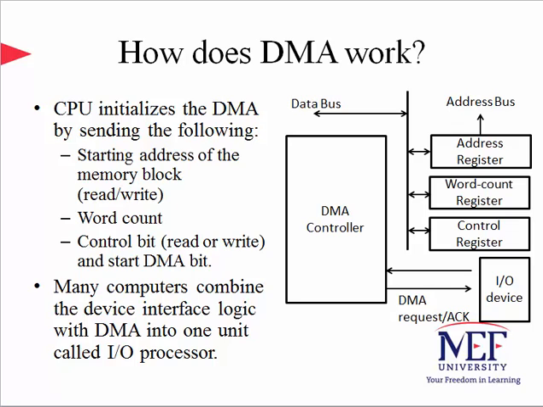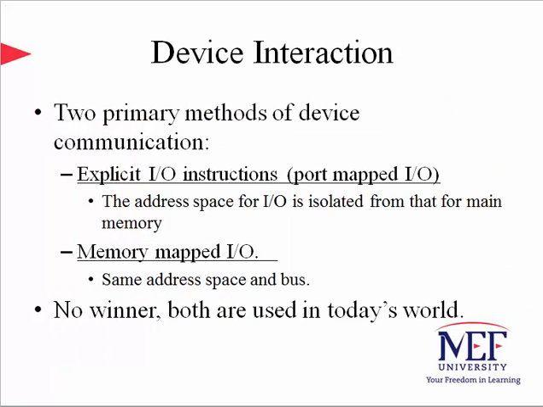Finally, a note about DMA is that many computers combine the device interface logic with DMA into one unit called an I/O processor. In such a system, a computer is divided into 3 separate modules: the memory unit, the CPU, and the I/O processor. The I/O processor also handles multiple devices and multiple I/O operations without CPU interference.